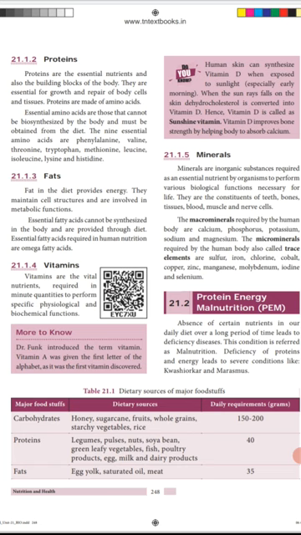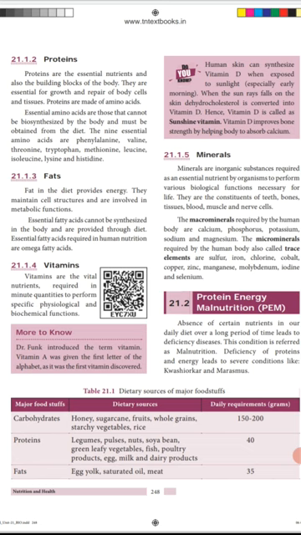The essential fatty acids cannot be synthesized in the body, so they are also provided through the diet. The essential fatty acids are omega fatty acids, required in human nutrition. Next one is vitamins. Vitamins are nutrients required in minute quantities to perform physiological and biological functions. Dr. Funk introduced the term vitamin.